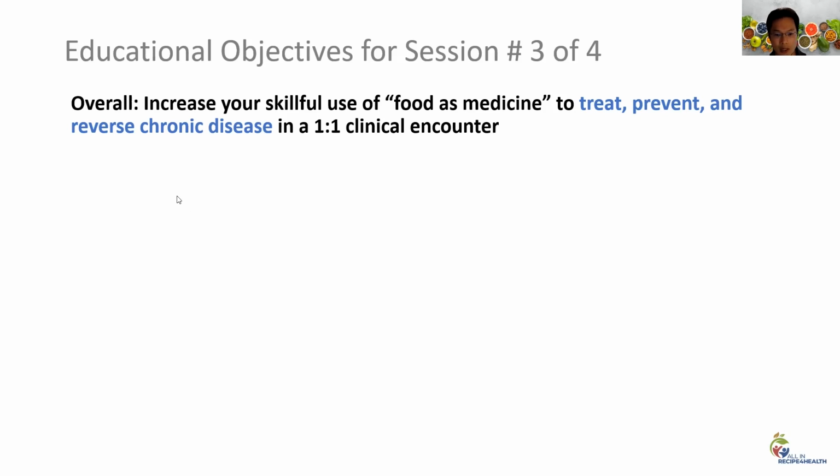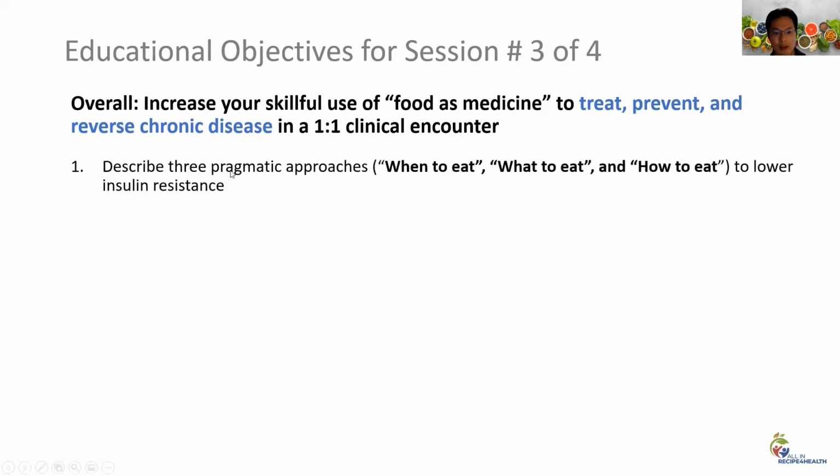And what we're going to cover today, and forgive me if there are little pauses because people are trying to come in, so I have to pause to bring them in. We're going to go back to this piece. Describe 3 pragmatic approaches: when to eat, what to eat, how to eat, to lower insulin resistance, and it should say inflammation as well. We've talked about that, so there shouldn't be anything new.